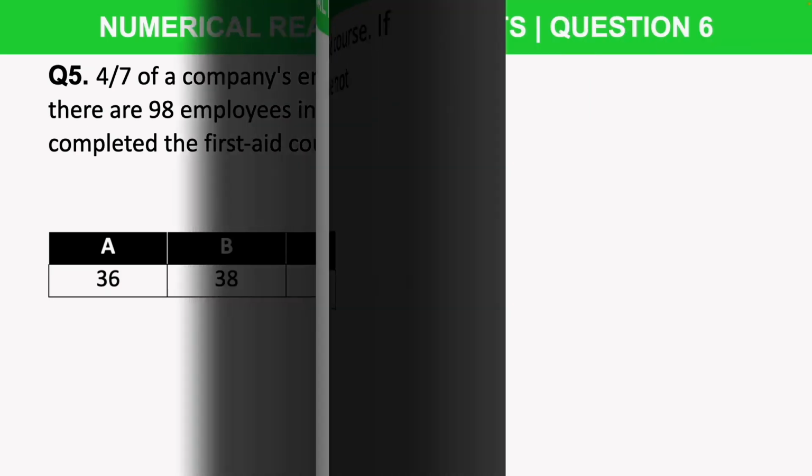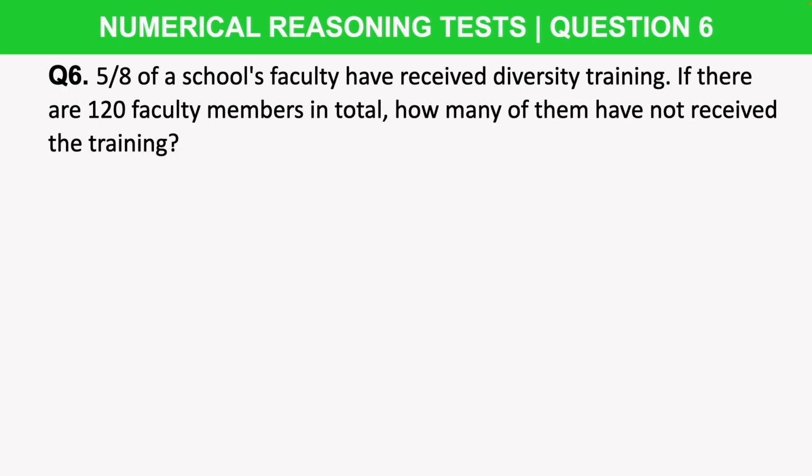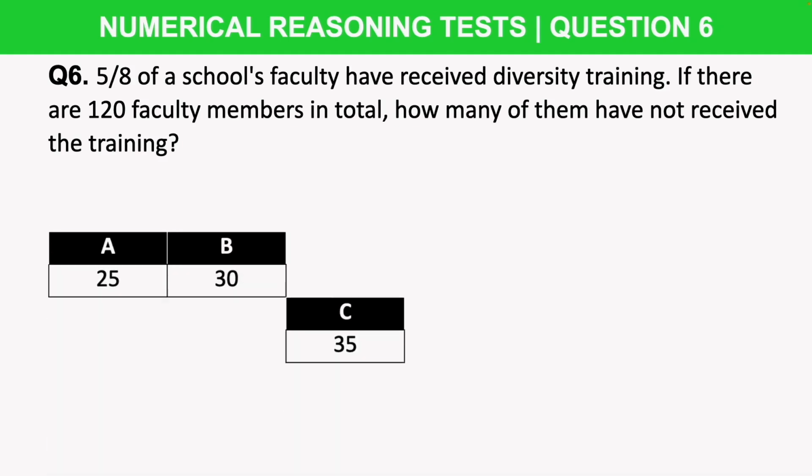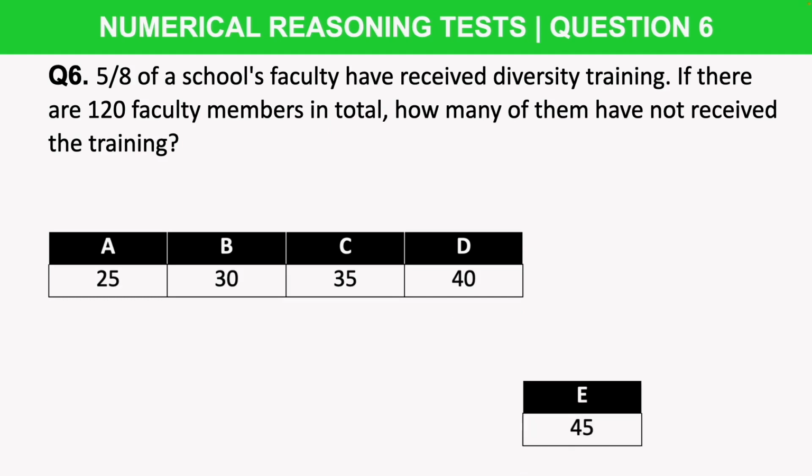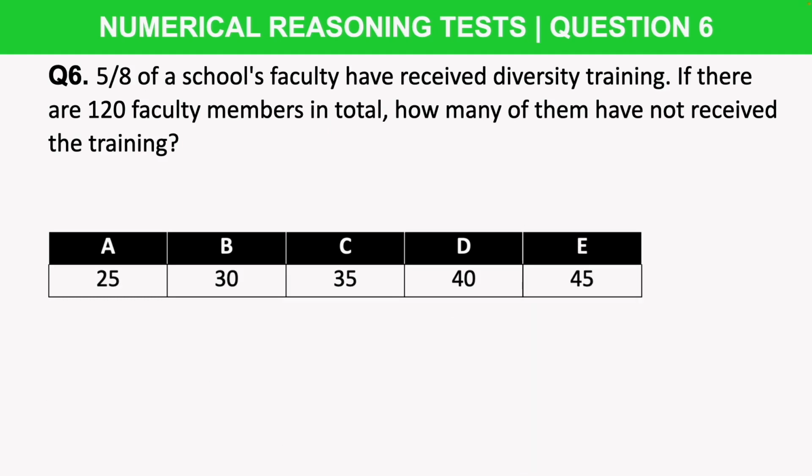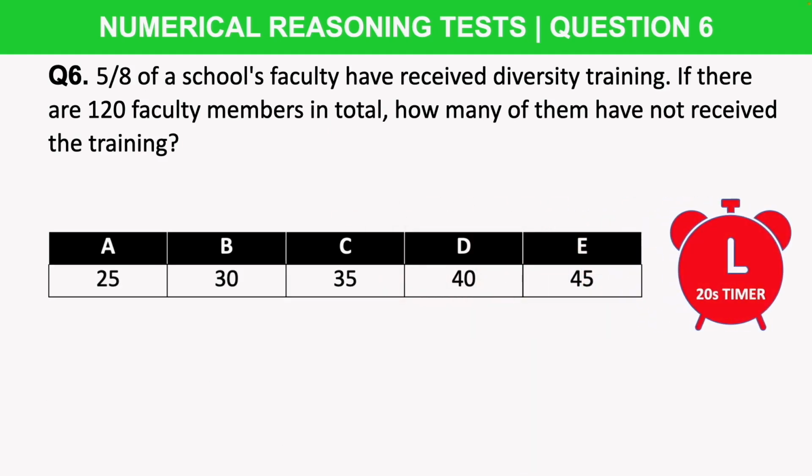Okay, let's move on to another practice question for you. 5/8 of a school's faculty have received diversity training. If there are 120 faculty members in total, how many of them have not received the training? Is it A, 25, B, 30, C, 35, D, 40, or E, 45? Again, you've got 20 seconds starting now.